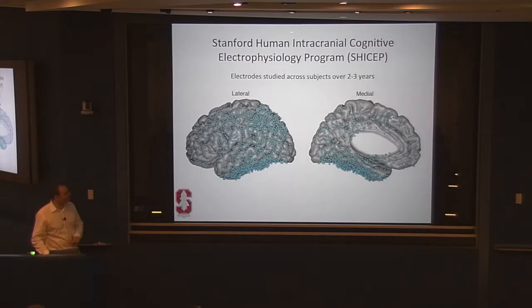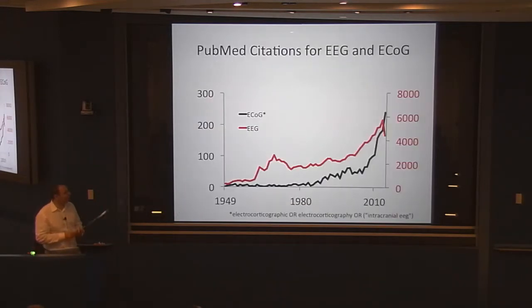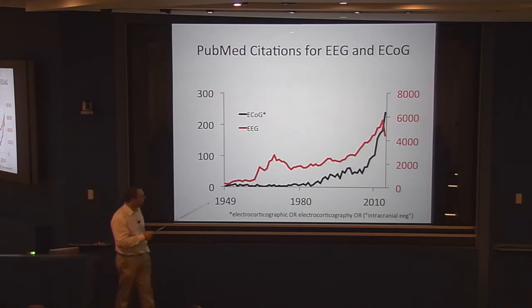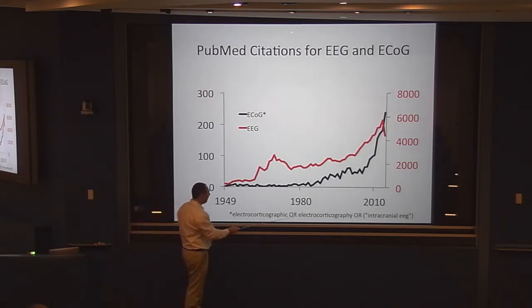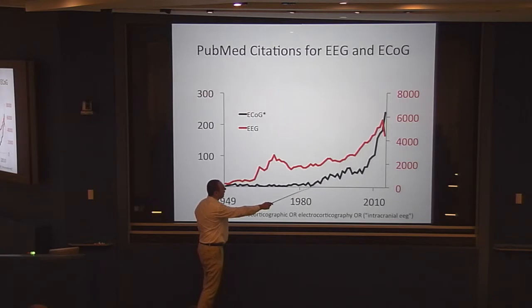So I had a little poke using PubMed's tool that lets you see how many publications there are that correspond to particular search terms. And looking for ECoG, or electrocorticography, or intracranial EEG, the publications went from around 0 and started rising around 1990 and have been rising quite a bit lately.